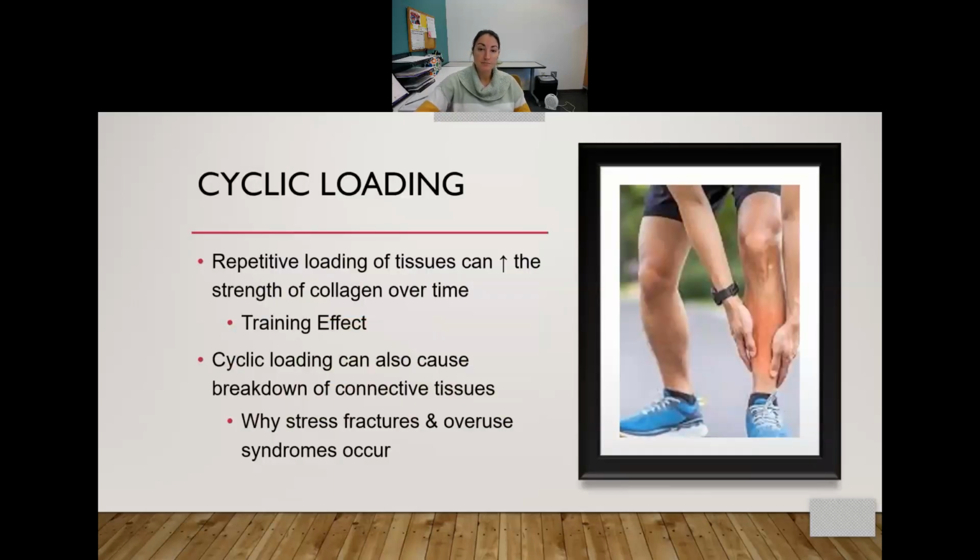Cyclic loading. Now, cyclic loading is basically like lifting weights. You're repetitively adding resistance to a muscle. You're repetitively loading the tissue. So it would be like doing reps of something or carrying boxes in over and over. It can increase the strength of collagen over time, and that would be the training effect.